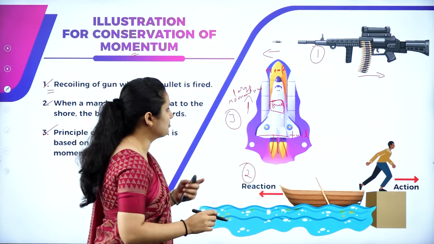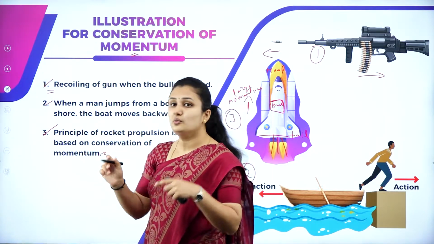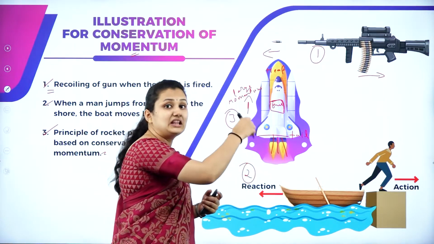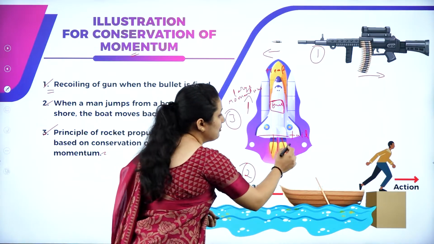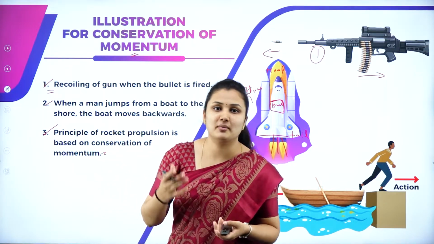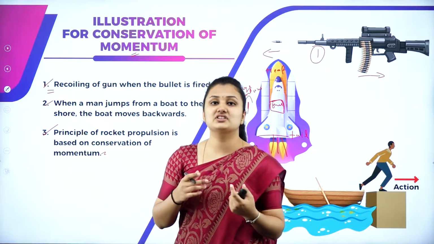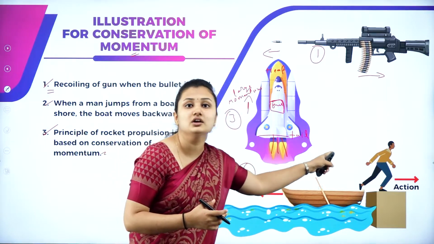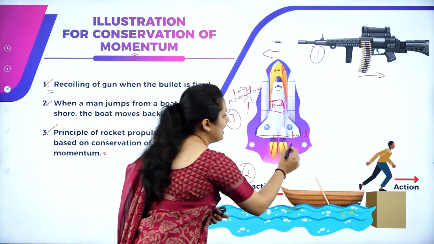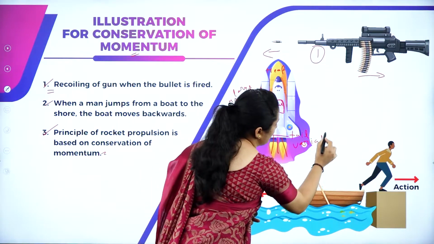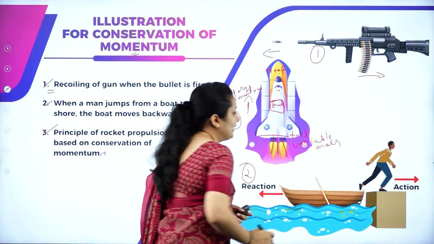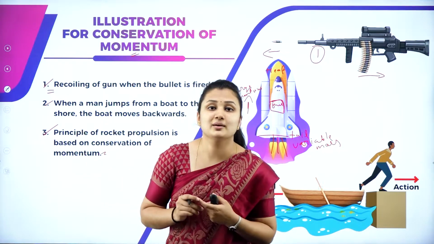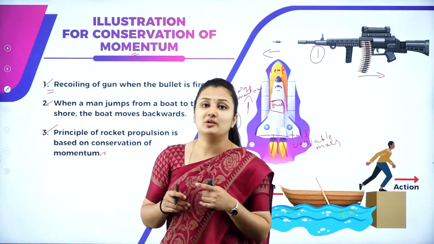So this is the principle of rocket propulsion, which is based on conservation of momentum. When gases are ejected, they move downward with large momentum, with high velocity. The mass will change; the mass is not constant. In Newton's second law, we studied that mass is constant. But when it comes to rocket propulsion, the mass is not constant. We'll have variable mass.